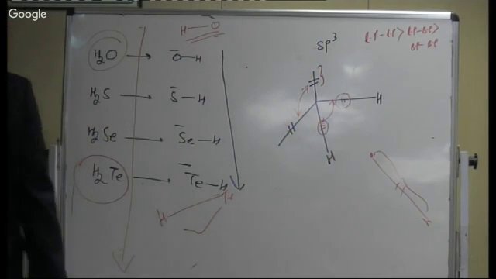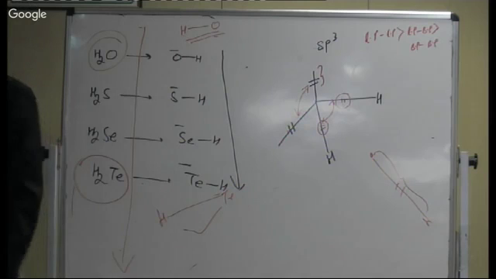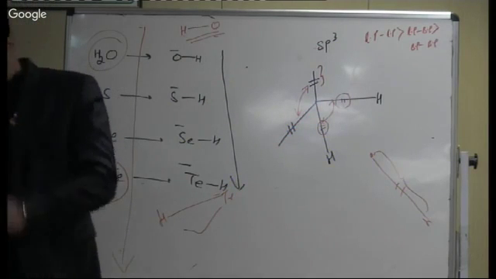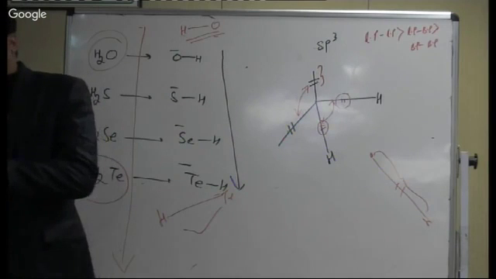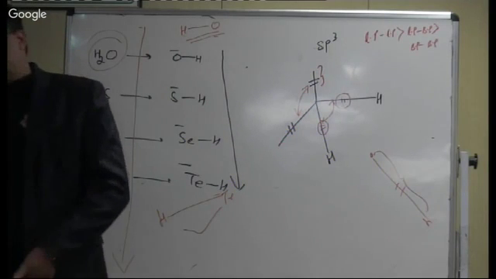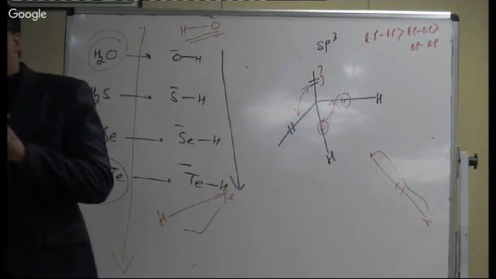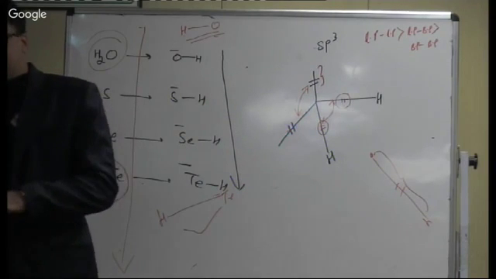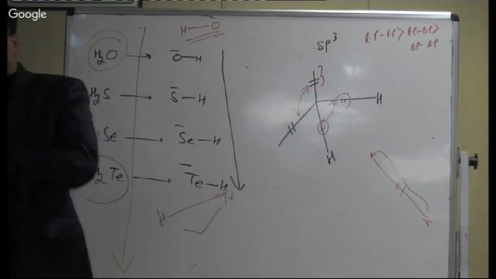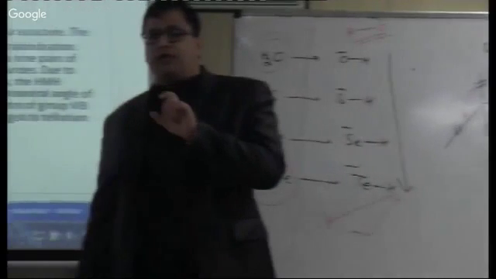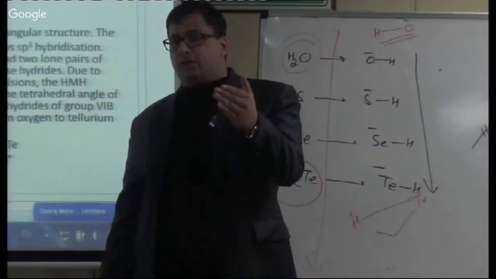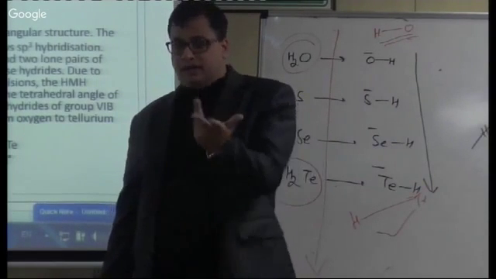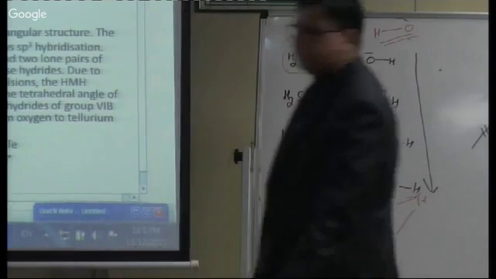So there are five things. One is thermal stability, which decreases down the group. Second is acidic nature, which increases down the group. Third is bond angle, which decreases down the group. Fourth is pH, which decreases down the group. Water is neutral. Fifth is the equilibrium constant for their H plus donation. It also increases down the group. More acidic, higher Ka. Clear?